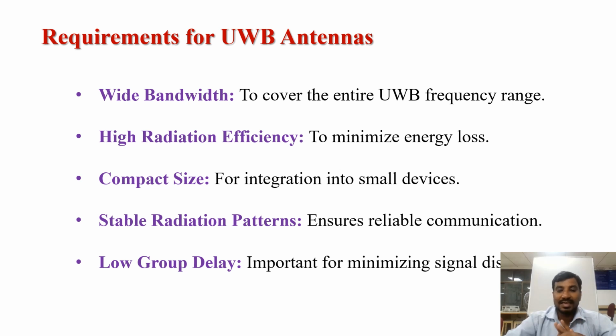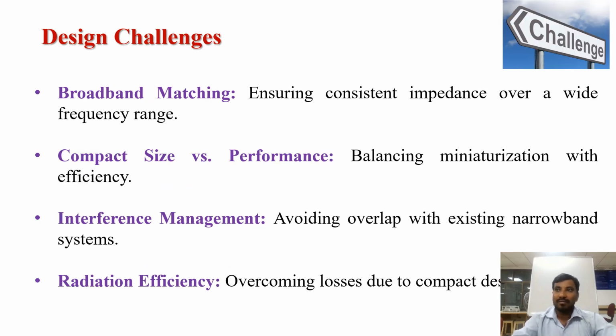Next one is stable radiation patterns, which give reliable communication based on the application, because some applications require a directional radiation pattern, some require omnidirectional, and some require bidirectional. So based on the application, we should have a stable radiation pattern which can ensure reliable communication. It also should have low group delay, because we need to minimize signal distortion. Now, what are the design challenges we are going to face?